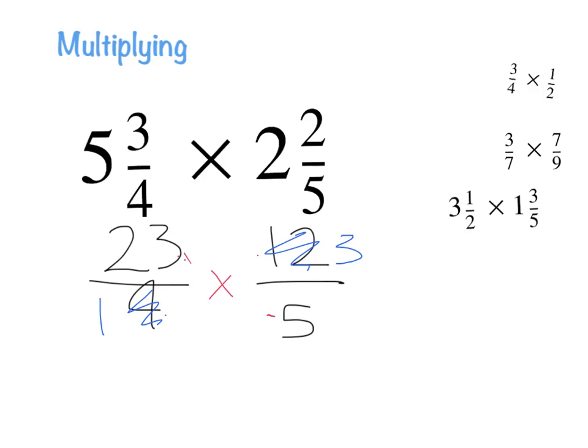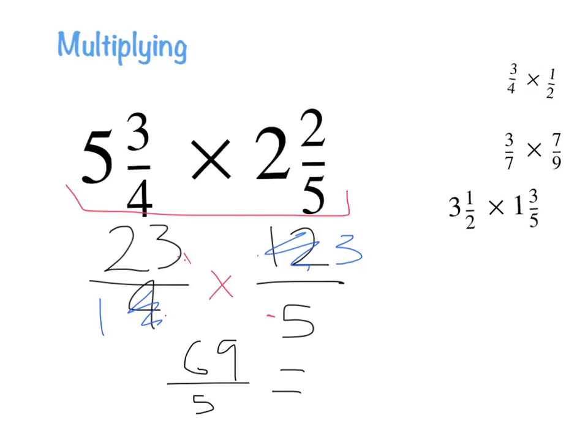23 multiplied by 3. Do not get your calculators out. 20 multiplied by 3 is 60. 3 multiplied by 3 is 9. So that becomes 69 on 5. Okay, my answer is 69 on 5. I got my question asked as a mixed numeral. I give my answer as a mixed numeral.